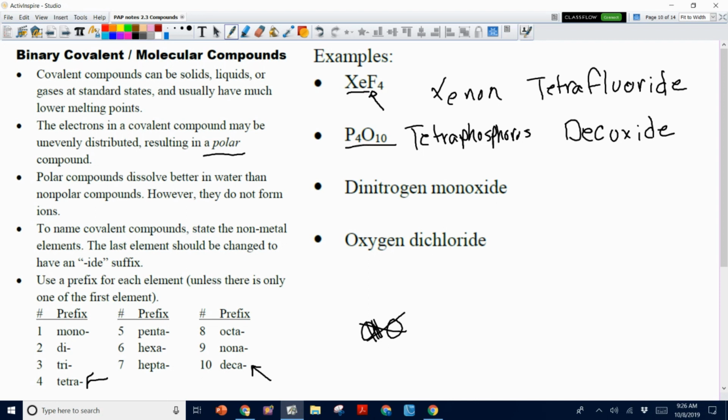All right, and so going the other way, dinitrogen means that we have 2 nitrogen. Monoxide, so mono is 1, oxide is O, so the formula for that is N2O. Oxygen, okay, so that doesn't have a prefix, so that tells us there's just one. Dichloride, chloride comes from chlorine. Di means there's 2.